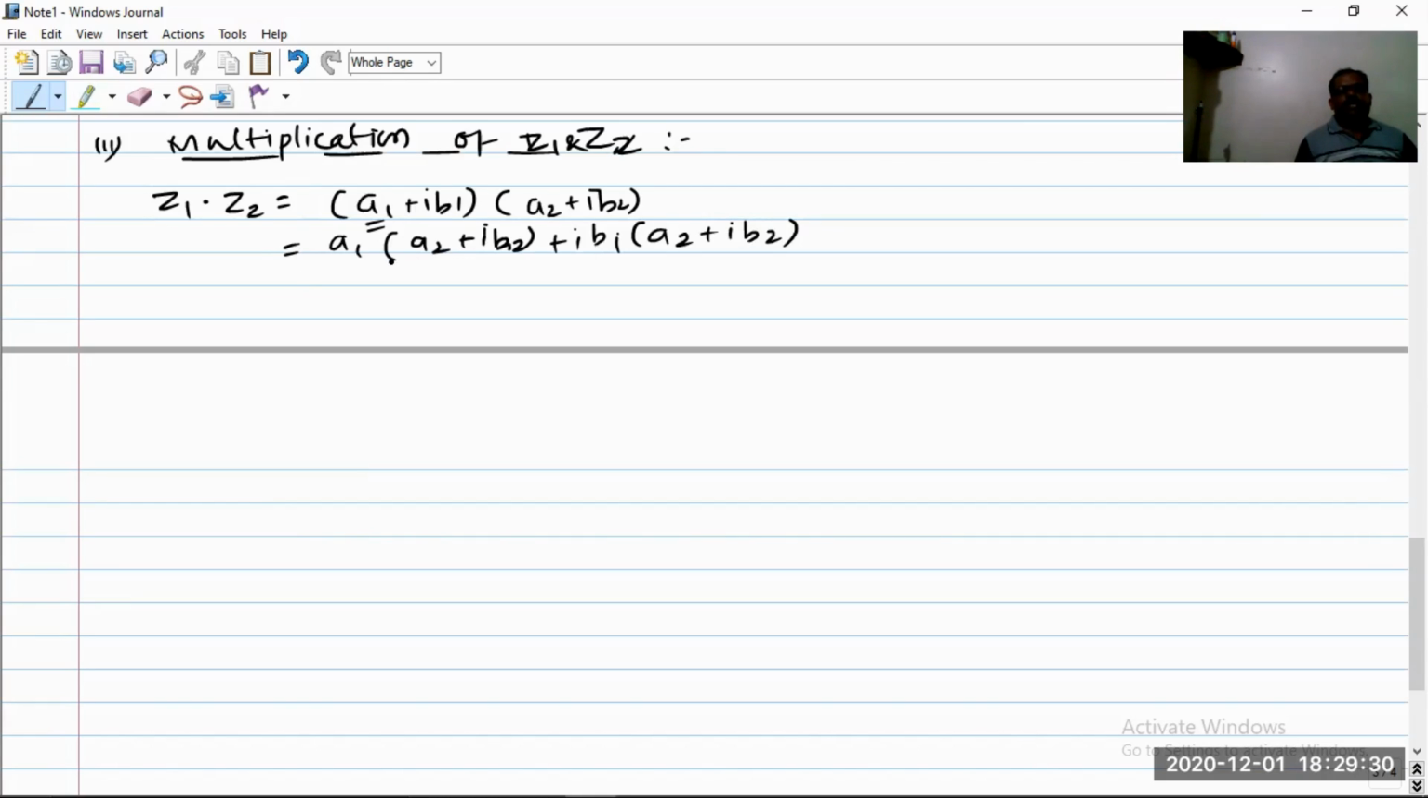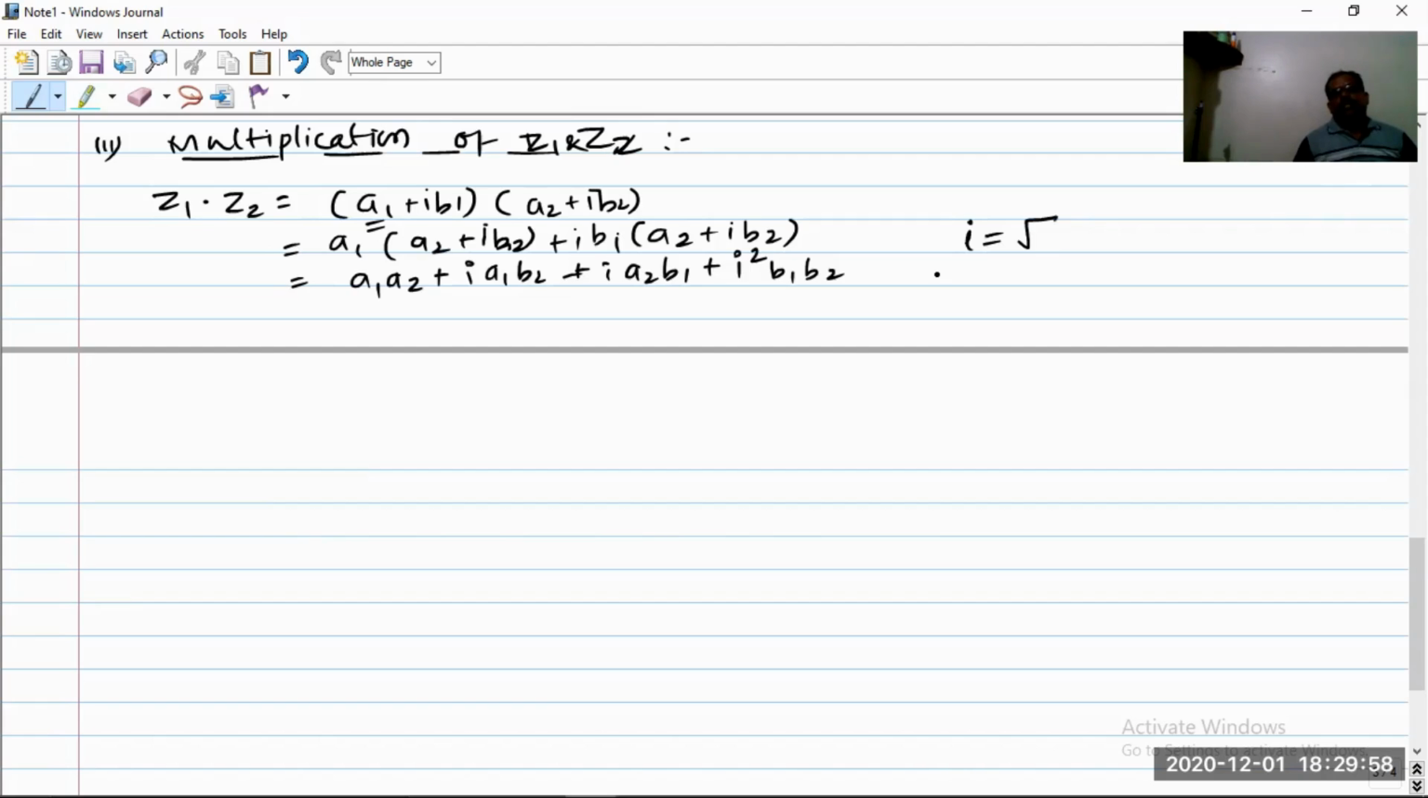Now if you open the bracket, what will happen? a1 into a2 will become a1 a2, a1 plus ib2 will become i times a1 b2, plus ib1 multiplied to a2 will become i times a2 b1, plus i into i will become i square multiplied by b1 b2.